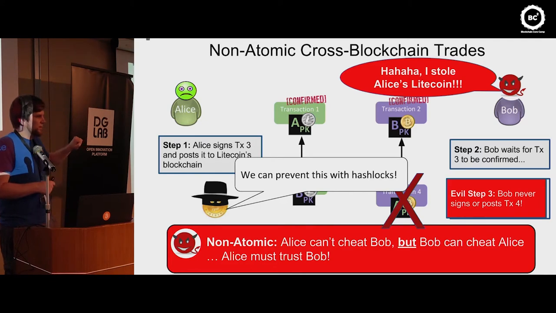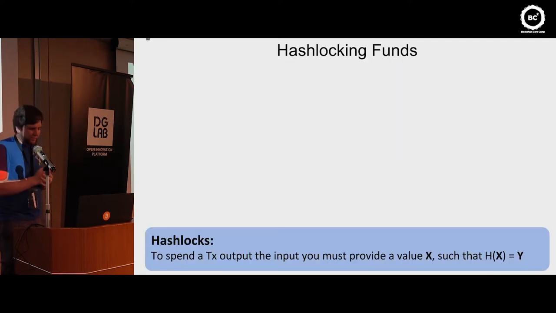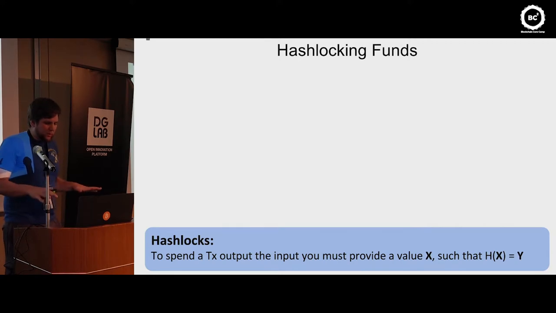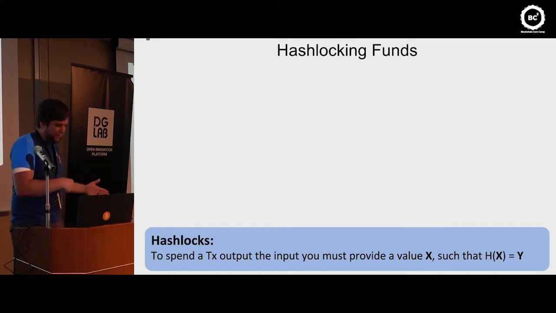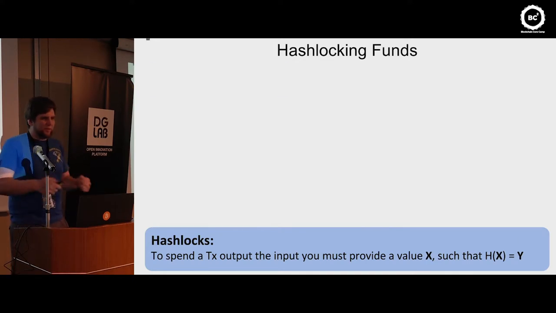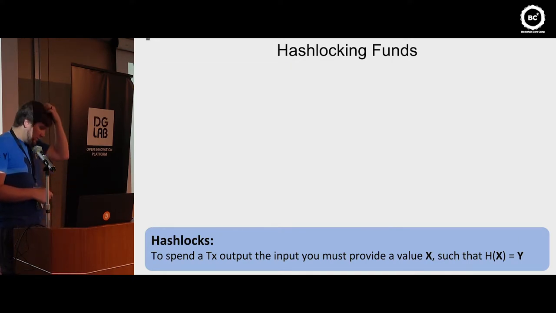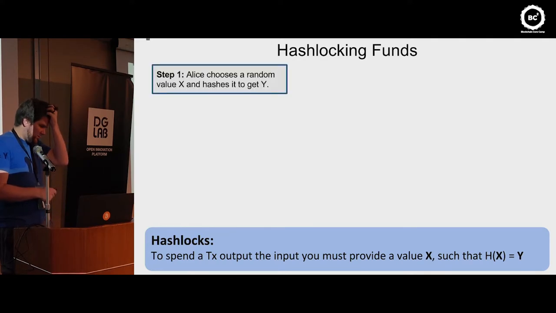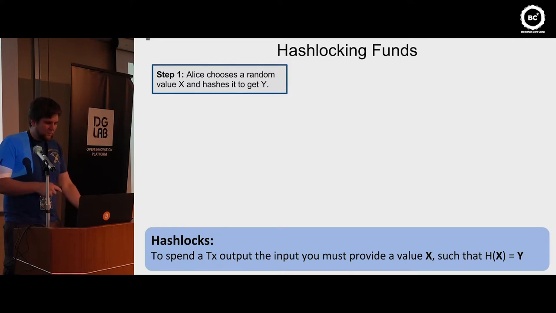So we can prevent Bob from cheating using hashlocks. So I'm going to explain how hash locking works. With a hash lock, you can require that a TX output must provide a value X such that the hash of X equals Y.